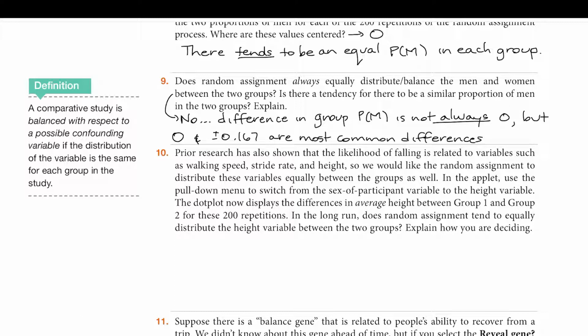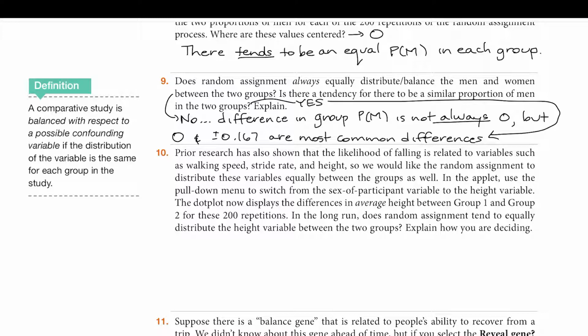So is there a tendency for there to be a similar proportion of men in both groups? Yes. And the explanation, I'm sorry this is so messy, is that the 0 and the plus and minus 0.167 are the 3 tallest bars by far.